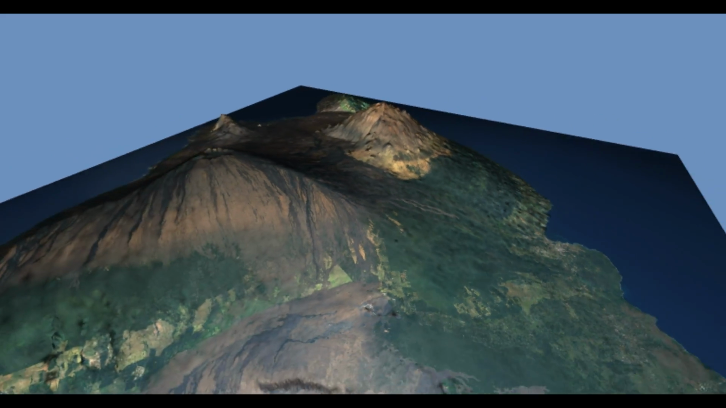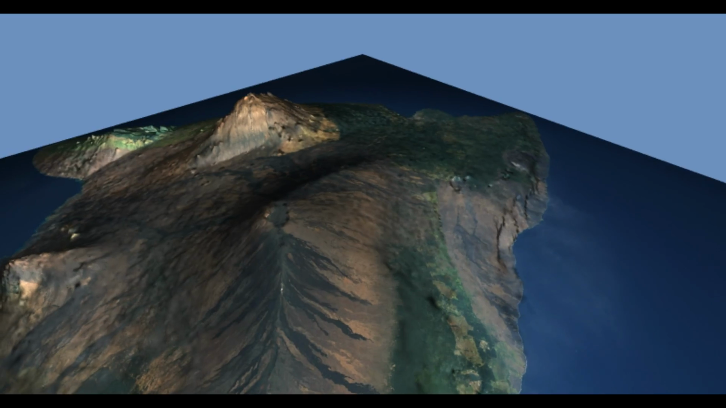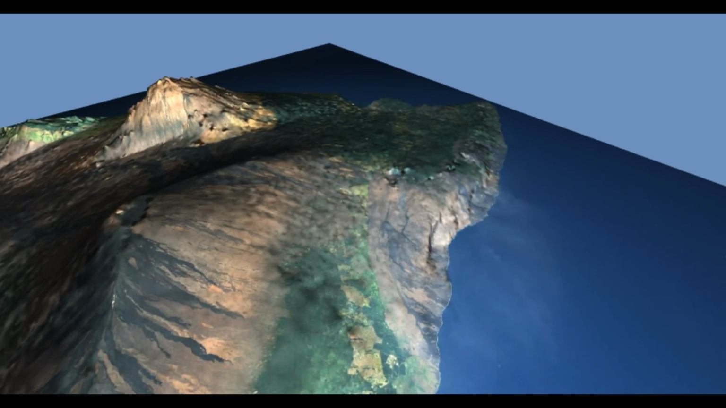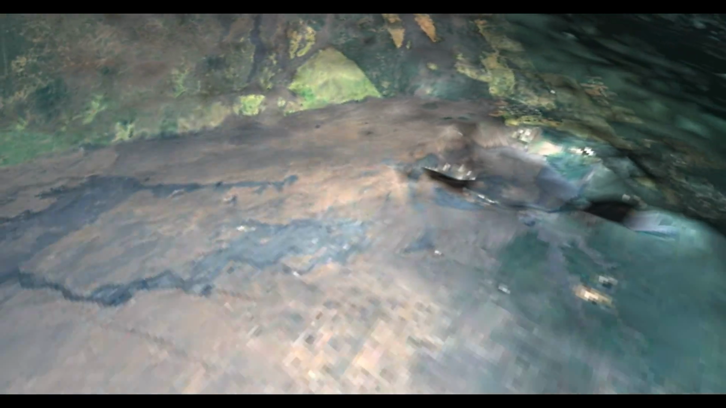That's pretty much it for the landscape, and I hope you like it. You can see, hopefully, some of the level of detail popping in and out as I come in closer to the camera and go farther away.